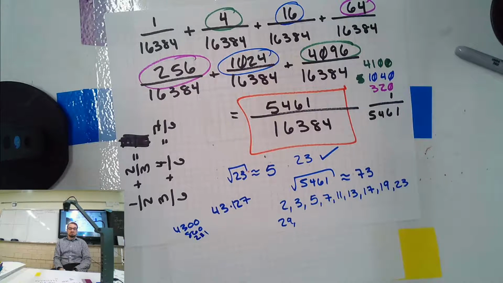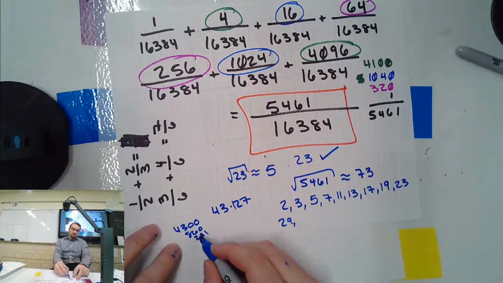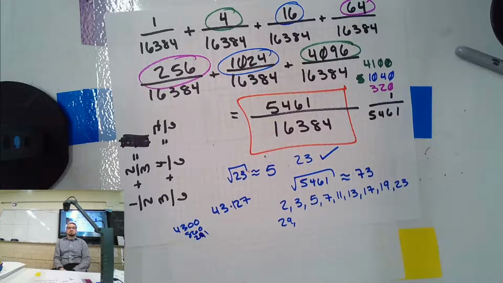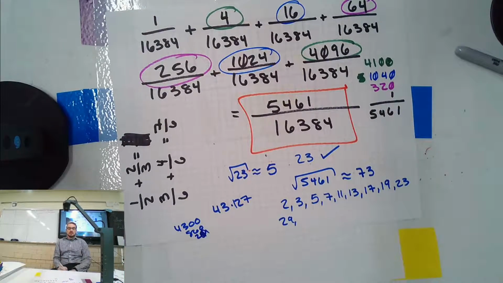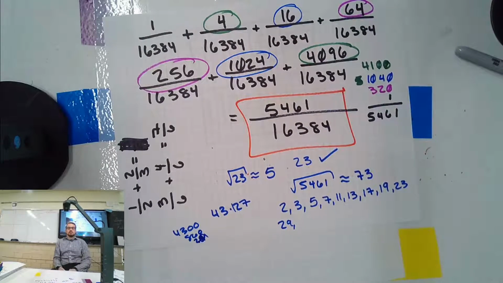Wait a minute. It's not right. No, it'll be 291. No. Can't be. 300. Got to be a 0 there. 301. That checks out. 43.